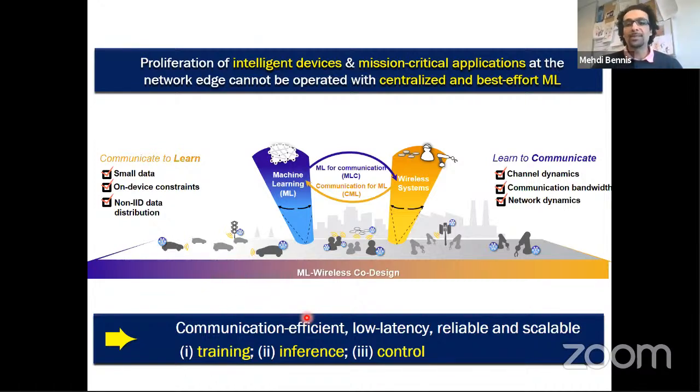How do you do fast, low latency, energy efficient inference at the edge? And also, if you push that to the realm of reinforcement learning or control in general, how can you do, again, fully distributed, privacy preserving control while taking into account all these constraints?